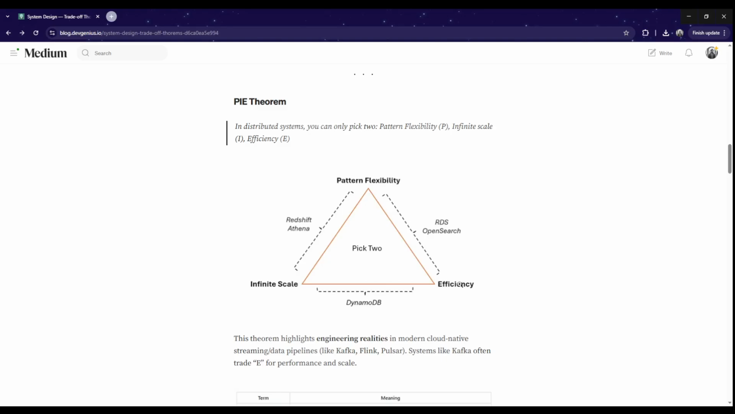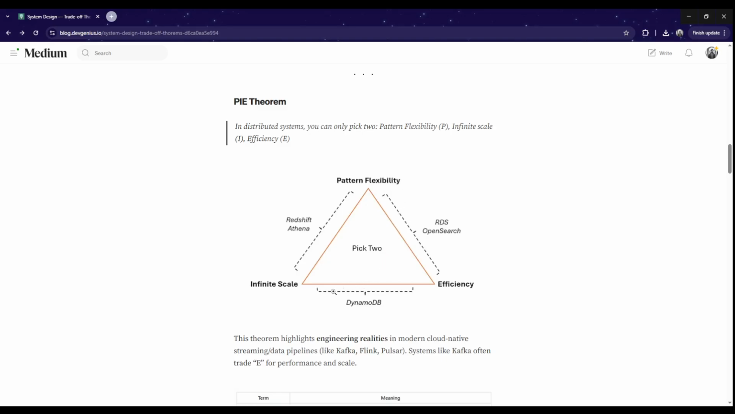But when it comes to efficiency and pattern flexibility, RDS and OpenSearch are examples of that. So in this case, what we are looking at is we want an efficient system which works well with ad hoc queries. So this is that part. Then we have infinite scale and efficiency. We are losing on the pattern flexibility.